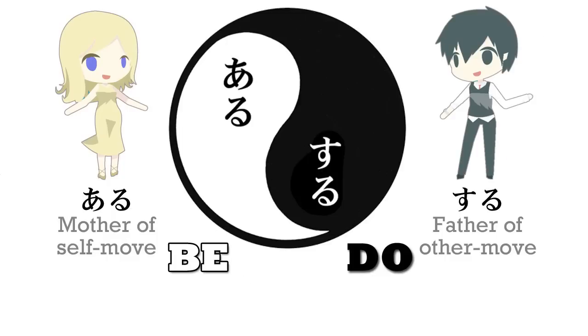As we know, the two primordial Japanese verbs are ある and する. ある is the mother of all self-move verbs, and する is the father of all other move verbs. なる is closely related to ある. ある means be, なる means become, so we can say that ある and なる are the static and dynamic versions of the same verb. That is, the same verb being still and moving in time.